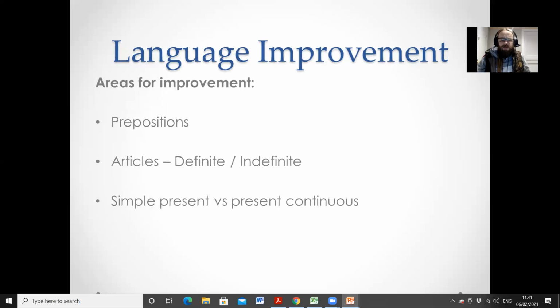A couple of areas for improvement. These are just general areas we mentioned last time, and we're not going to focus a lot or at all in this course on these things, but you might want to look at them. Prepositions, the use of the definite and indefinite article in English, and the use of the simple present versus present continuous. We're talking about English here, because most people sitting the exam are non-native English speakers. Not everybody, but most. These are some of the common mistakes we see in the exam, so these are areas you might want to focus on.